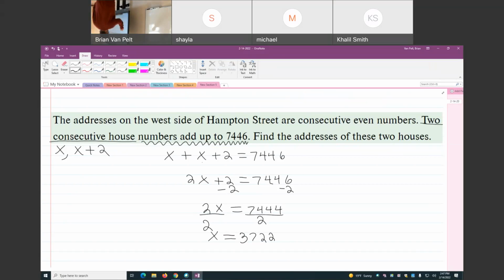That's right. 3722. 3724. Consecutive house numbers. Are they even? Are they consecutive? That's what's important. You've got to make sure. And you can even take, if you want, add those two together and make sure that they add up to the 7446. And I think I can tell that they do. 37 plus 37 is 74, right? 24 plus 22 is 46.